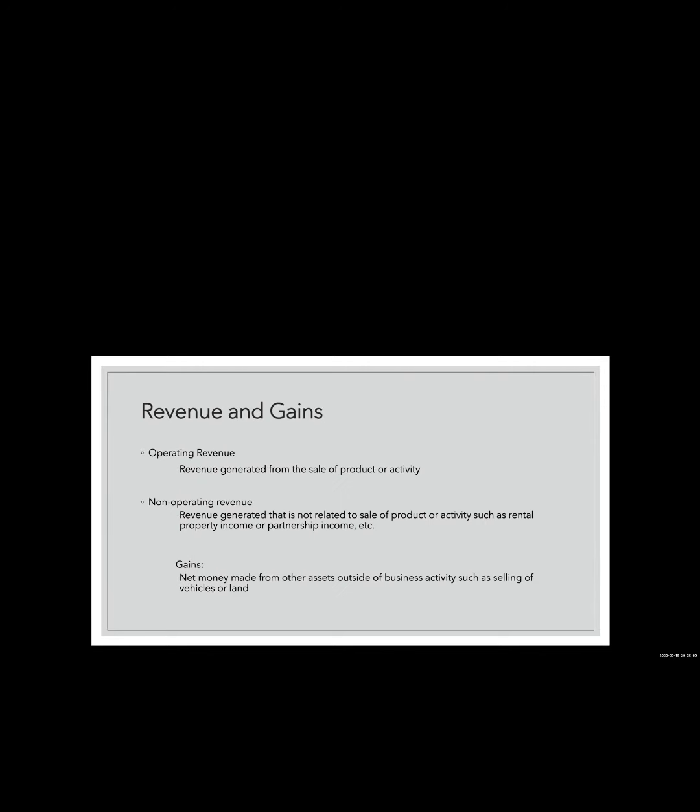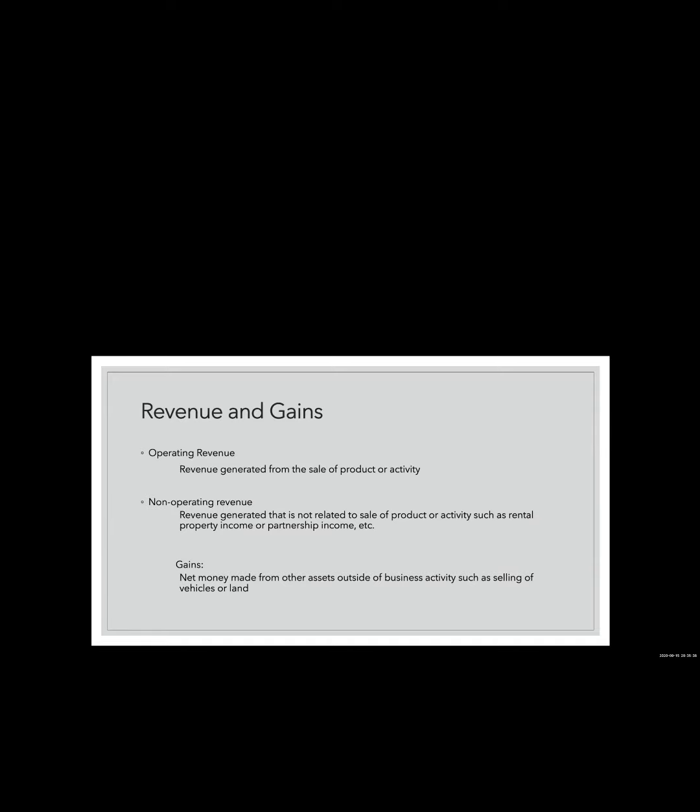So, revenue and gains. Looking at this same income statement, you're going to see a section for revenue and gains. You have operating revenue and you have non-operating revenue. Operating revenue is revenue generated from the sale of product or activity. If you have a lemonade stand, then operating revenue is literally when you sell one lemonade. That's your operating revenue. The non-operating revenue is revenue generated that is not related to sale of product or activity, such as rental property income or partnership income.